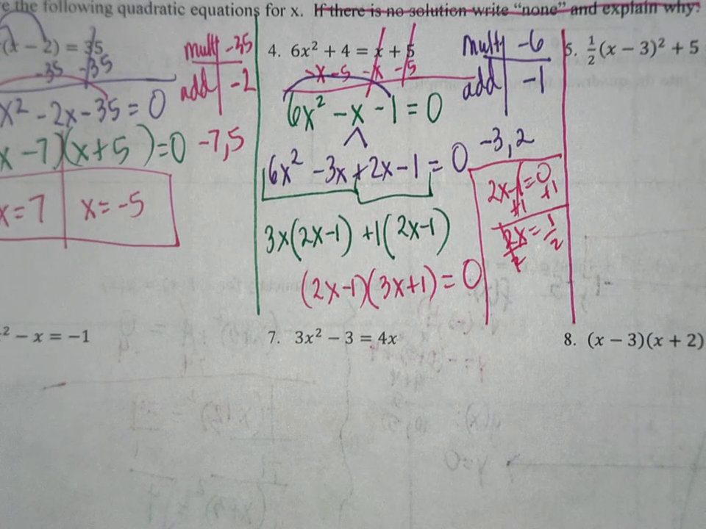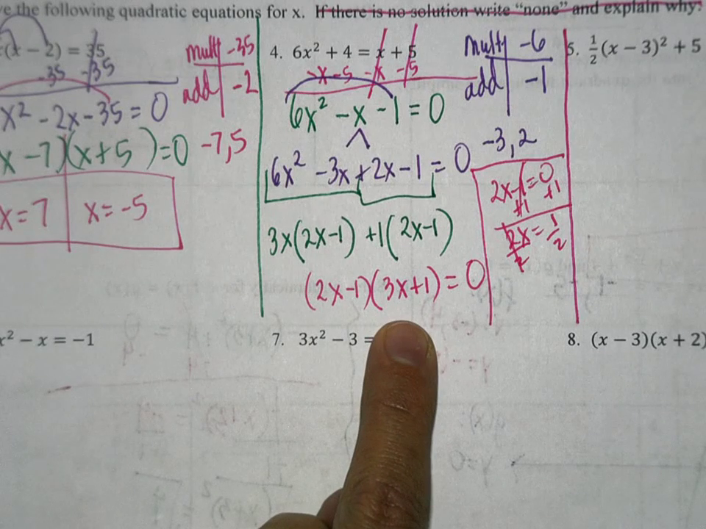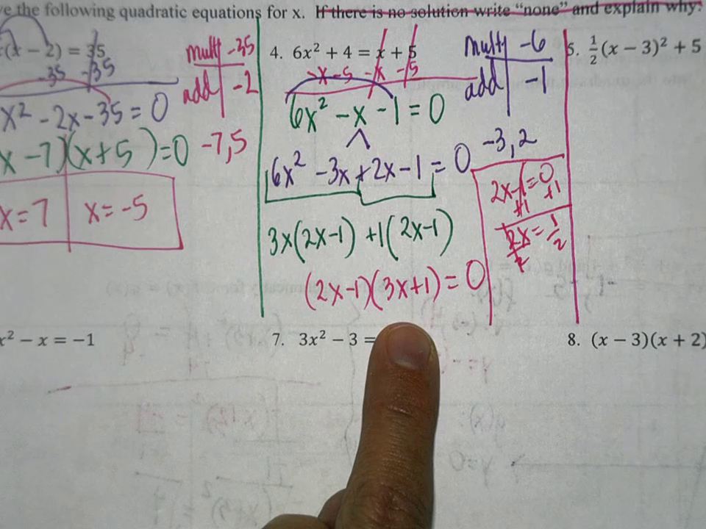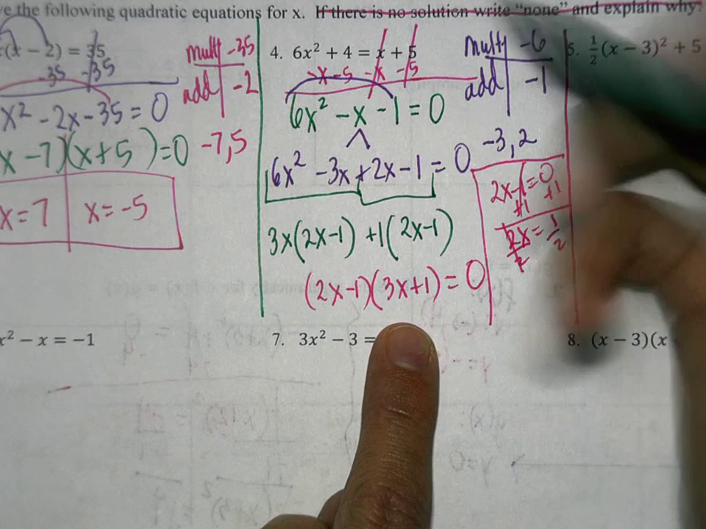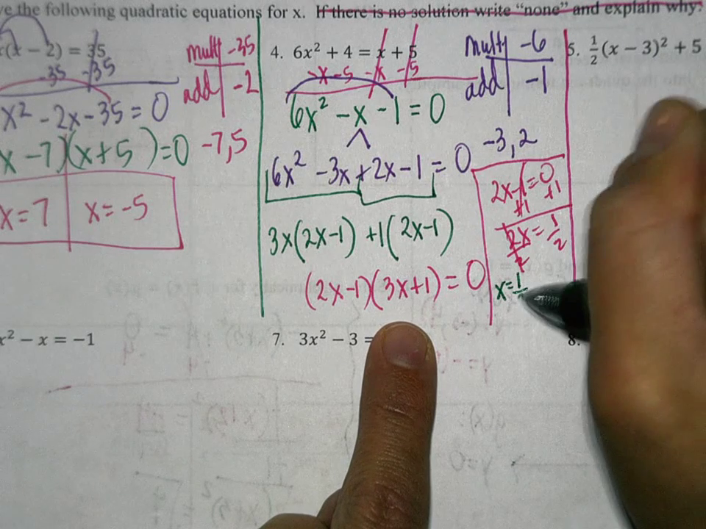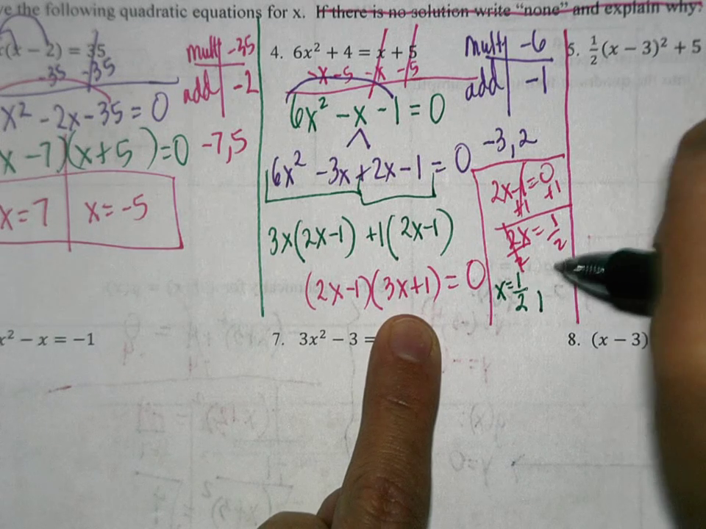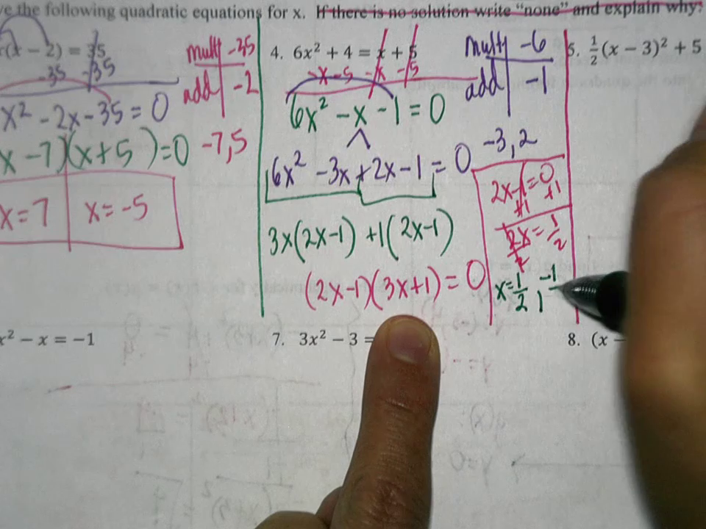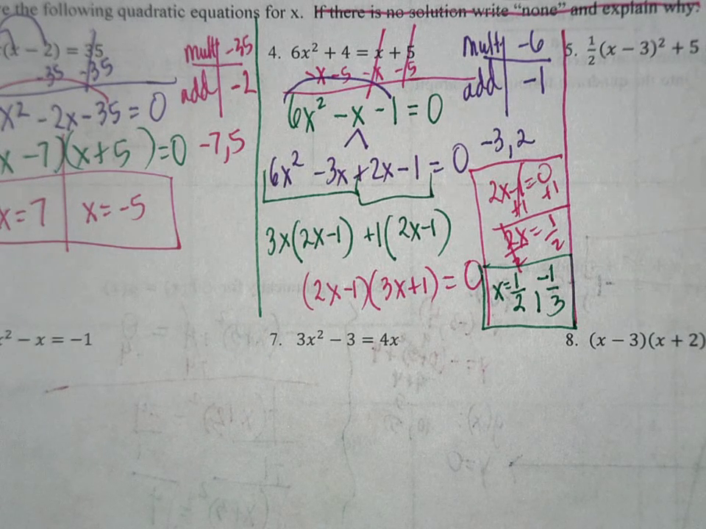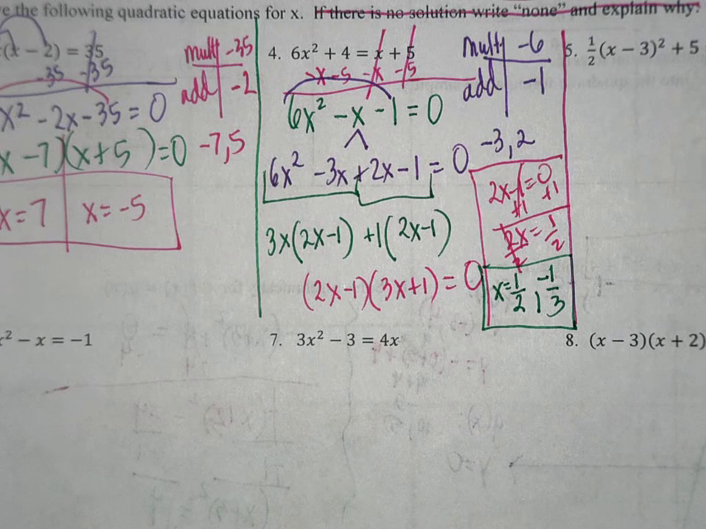Can you do this one in your head? You would subtract 1, so you'd have a negative 1, and then you would divide by 3. If you need to work it all out, you can, but if you can do it in your head, that's fine. So you end up with a positive 1/2, and then this one makes a negative 1/3. Those are our answers. Any questions?